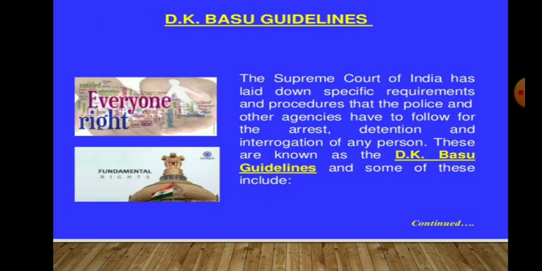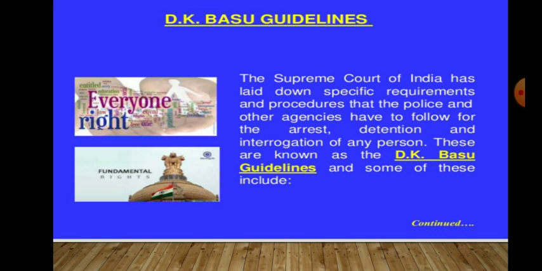Apart from that, the Indian Supreme Court has also laid down certain procedures as well as specific requirements that the police and the other agencies have to follow while arresting a person. They are known as the DK Basu guidelines. A few of these are: the police officers who are supposed to carry out the interrogation or arrest are required to wear accurate, clear, and visible identification as well as name tags apart from their designations.